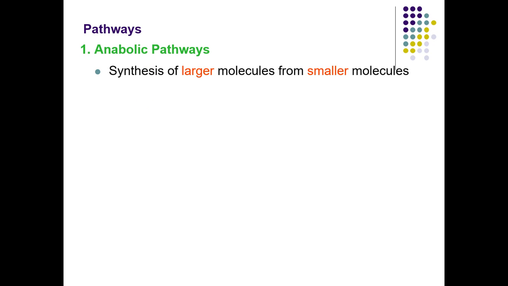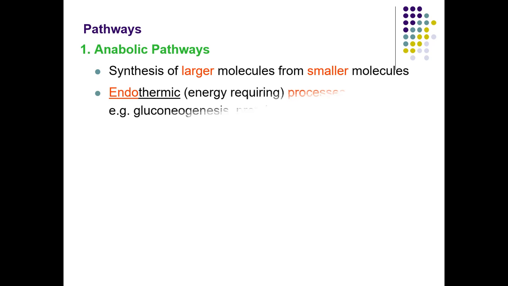In anabolism, there is synthesis of larger molecules from smaller molecules. The smaller molecules are grouped together and form large molecules. The anabolic pathway is endothermic, meaning energy is absorbed, so it is an energy-requiring process. For example, gluconeogenesis or protein synthesis. For protein synthesis or glucose synthesis, you need more and more energy.